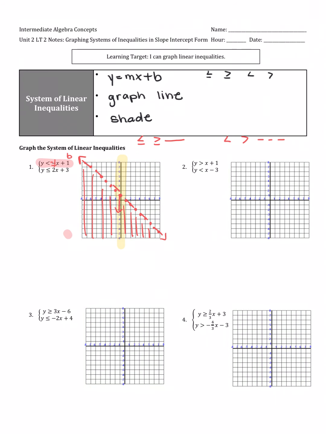So let's go ahead and graph the second one. We have y is less than or equal to 2x plus 3. So I'm going to start at that plus 3, because that's my b, and put a dot on positive 3. Then that 2x, there's no number under it, so there's really a 1. So it's 2x over 1. So I'm going to go up 2, to the right 1. Whoops, that was up 2.